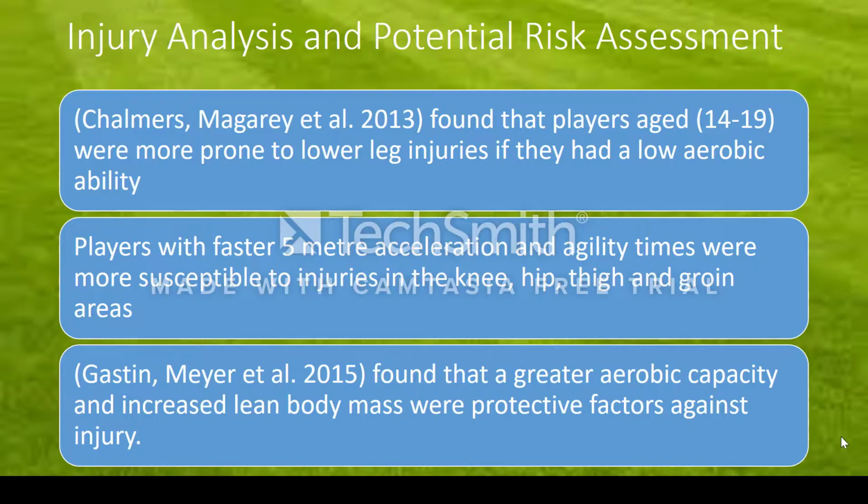In support of the work done by Chalmers and Marjorie, Gaston and Mayer found that a greater aerobic capacity and increased lean body mass were protective factors against injury. Identification of lean body mass and aerobic fitness is easily determined through talent identification, and weaknesses in either of those areas could be addressed through appropriate training interventions.